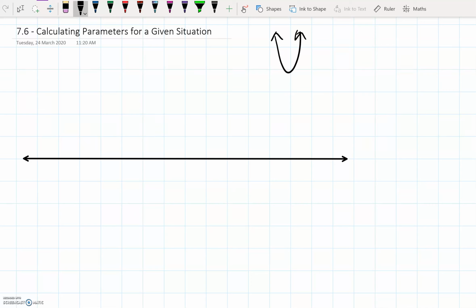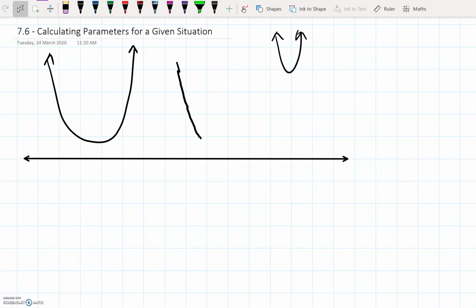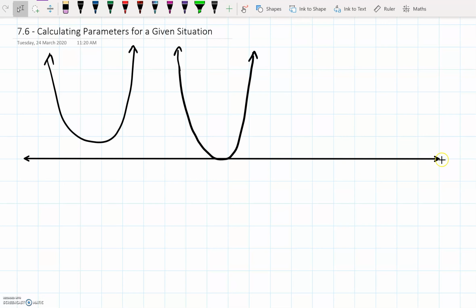Now, it can either be completely above the x-axis, it can be touching the x-axis, or it can cross the x-axis. So this should be just recapping what we already did a few units ago.